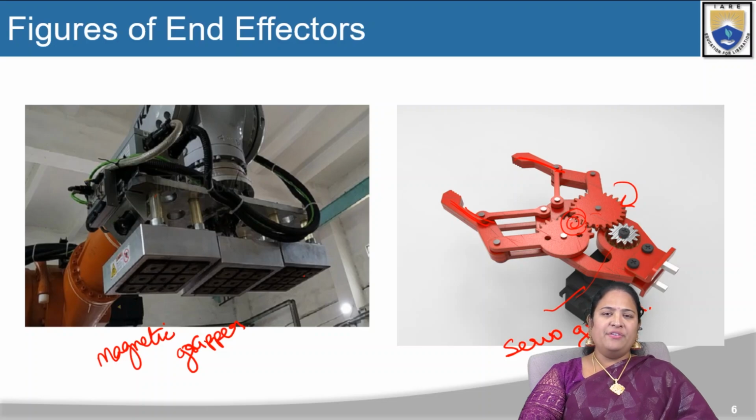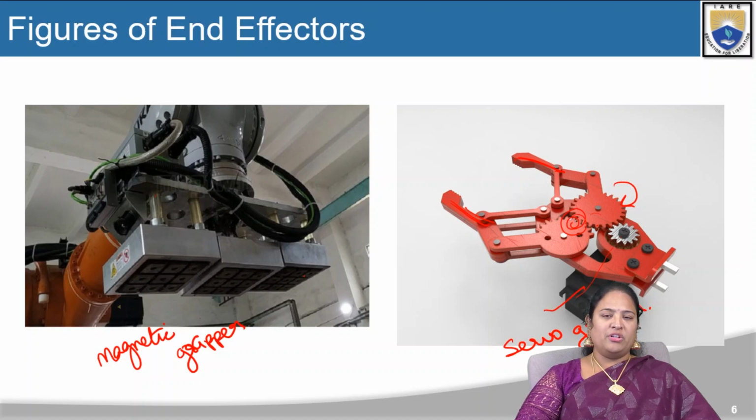Clear? And it gives movement to the gripper. So accordingly, the gripper will be acting. Understood? Here we have 4 types of end effectors: mechanical, vacuum type, magnetic, and the servo motor type of end effector.